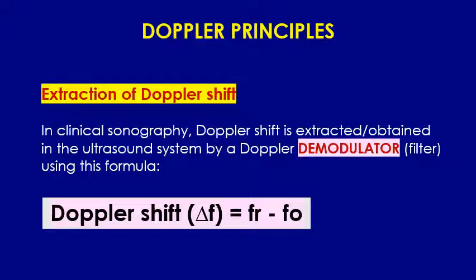Frequency received is known, because this is the one given by the transducer to the receiver. The operating frequency is the frequency that has been emitted or transmitted by the Doppler pulsar. The Doppler pulsar is sending a certain frequency to be used. So the frequency being transmitted and the frequency being received are both known to the demodulator, and that's why it's easy to extract the Doppler shift.